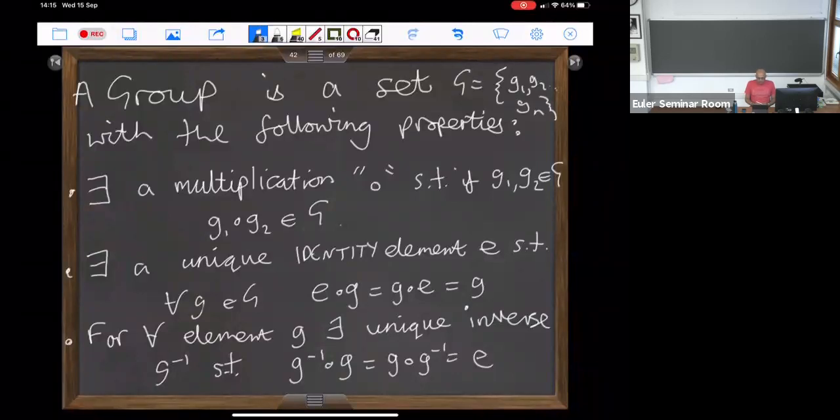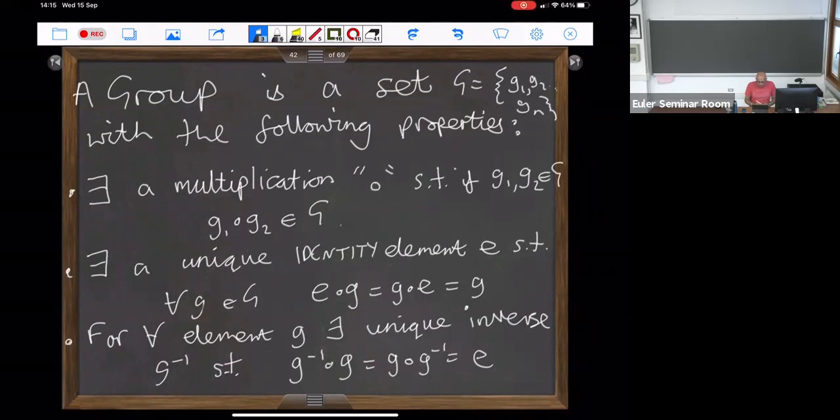First of all, there has to exist a multiplication rule. So I'm denoting that with this kind of open dot, just to be clear that we're using a rule. And the rule is such that if you take any 2 elements of your set, then the product of these 2 elements is also in the set. So this just means that the multiplication rule is a way of taking 2 elements of the set and generating a third. It's just a rule which assigns to a pair of elements another element.